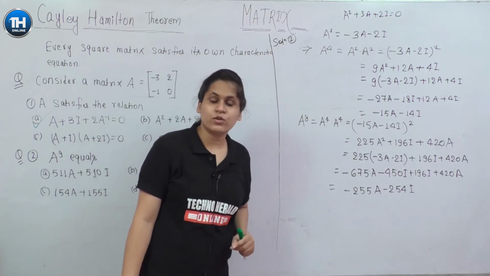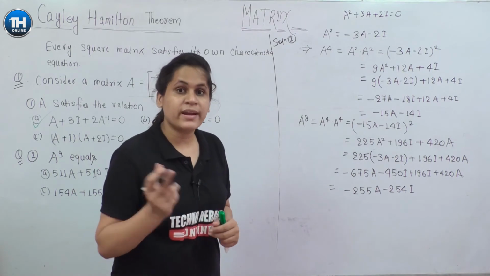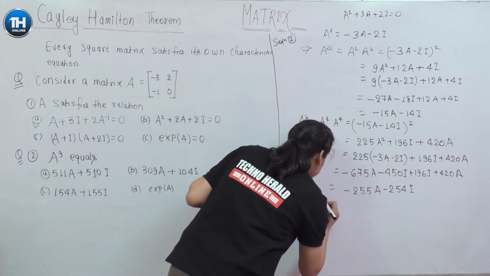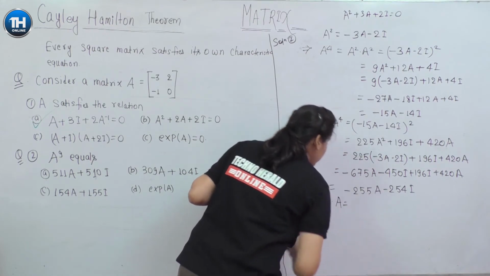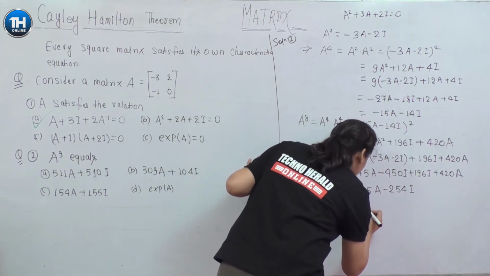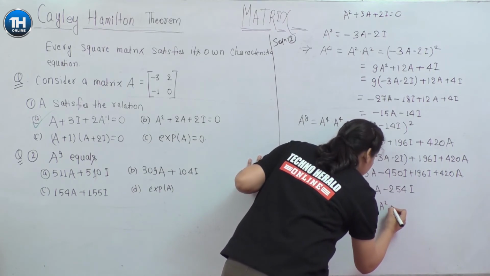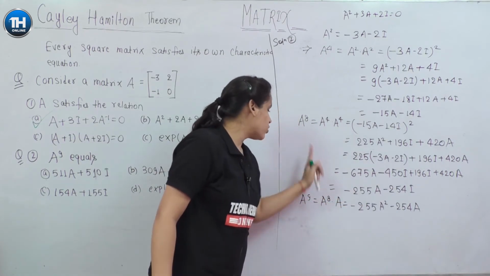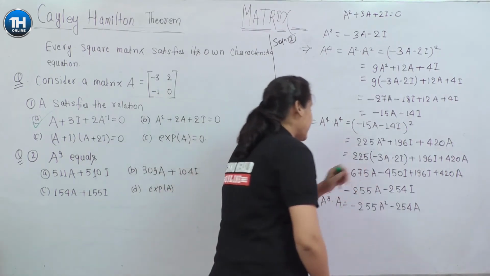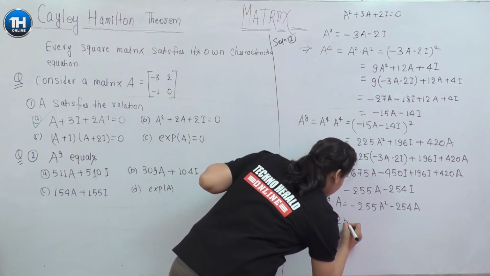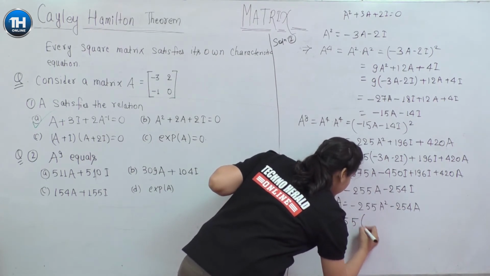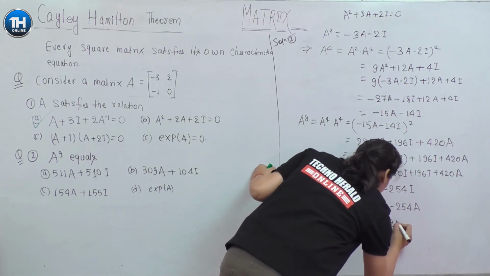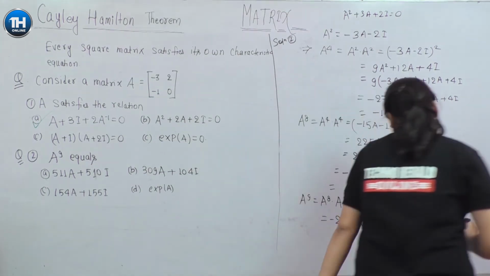Now we have to calculate A to the power 9. So what is A to the power 9? A to the power 9 is equal to A to the power 8 into A. So this will be equal to minus 255 A square minus 254 A. What did I do? I multiplied A to the power 8 by A. Again put the value of A square: minus 255 A square is minus 3A minus 2I, and minus 254A.